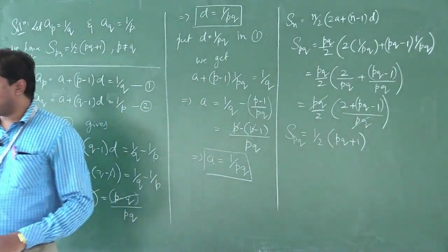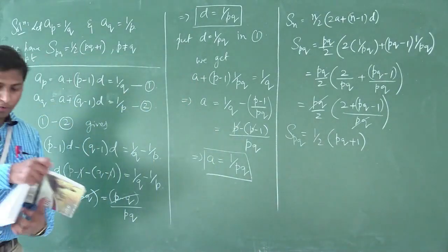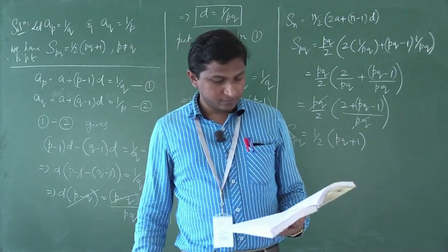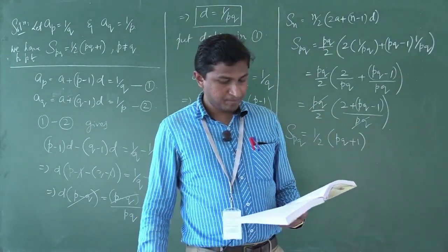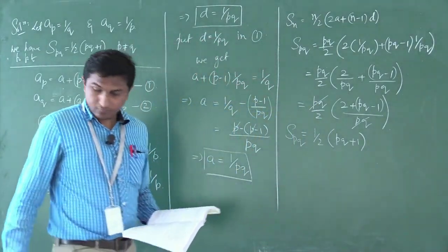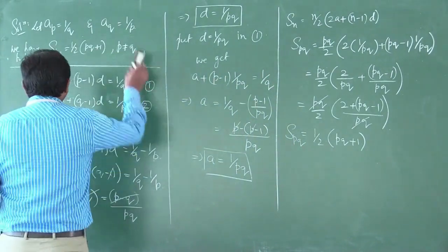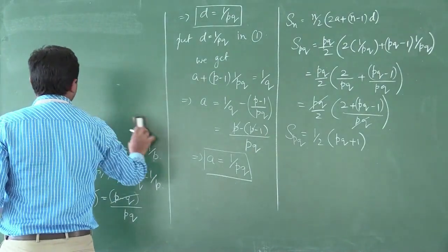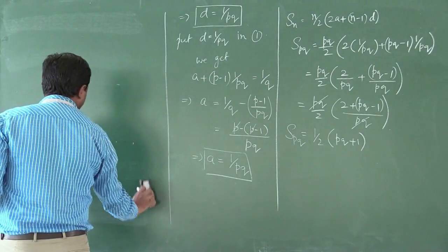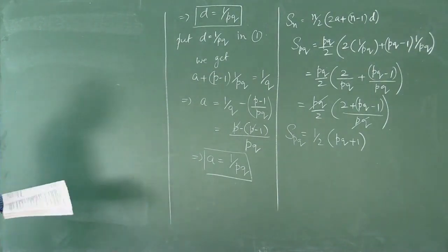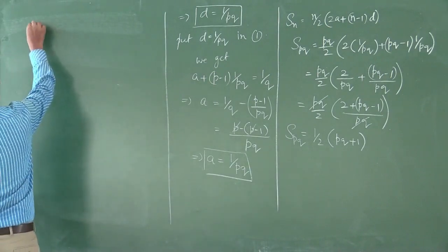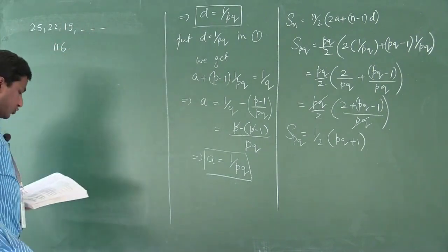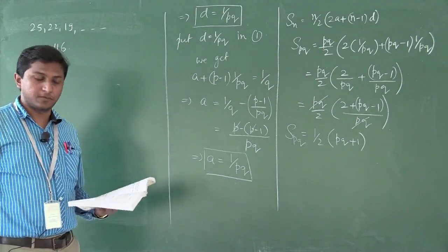Moving on, write down the next problem. If the sum of a certain number of terms of the AP 25, 22, 19, and so on is 116, full stop. Find the last term.